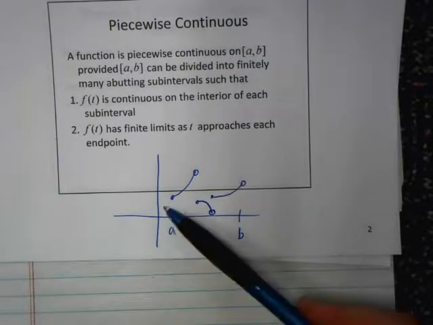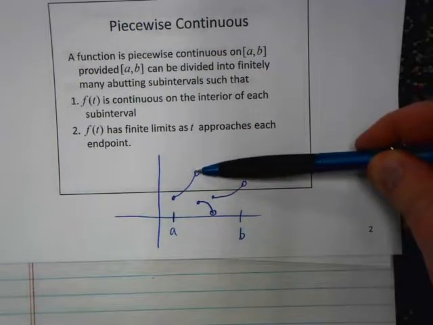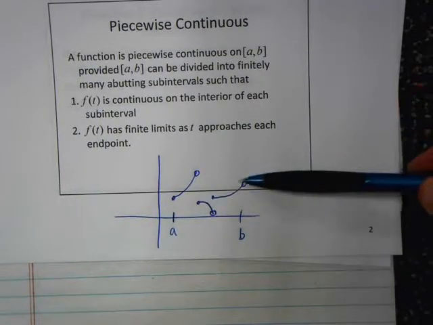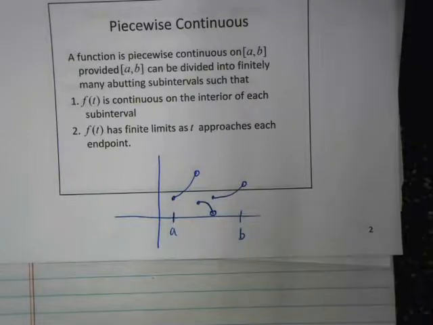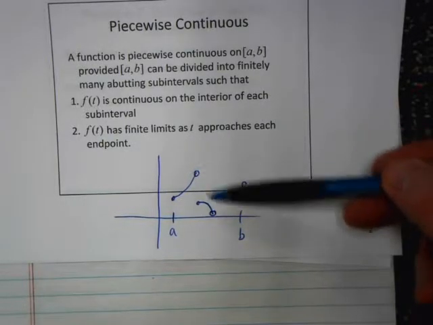Each piece is continuous. And notice that when I approach any of the endpoints from either side, I'm not blowing up to infinity or blowing down to negative infinity. They don't have to be going to the same thing. The limits just have to be finite. So it just means if you put all pieces together, it would be continuous. Basically what it means is you have a series of jump discontinuities.